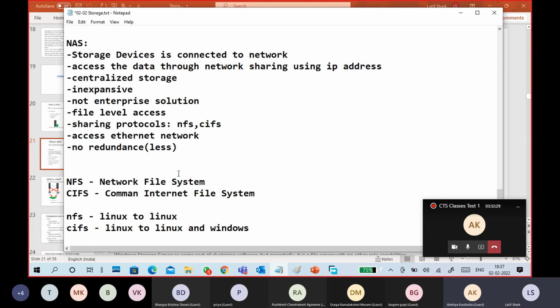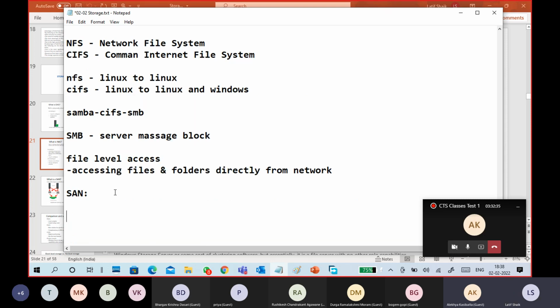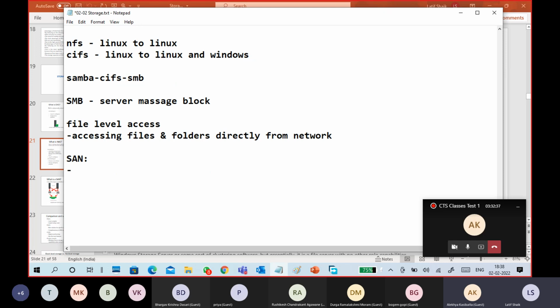Guys, come to the SAN. So what is SAN? Storage area network. What is a storage area network? It is an enterprise solution, expensive.